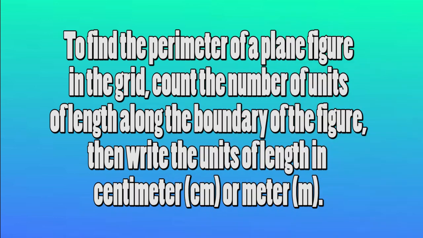To find the perimeter of the plane figure on the grids, count the number of units of the length along the boundary of the figure, then write the units of length in centimeter or meter, depending on the given scale of 1 square unit. And that ends our lesson for today.